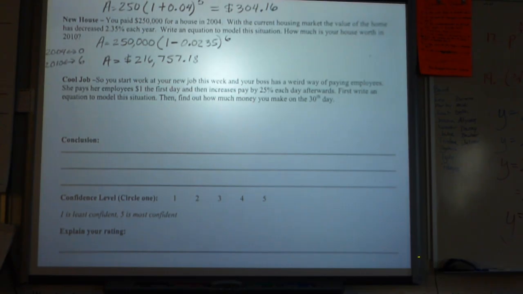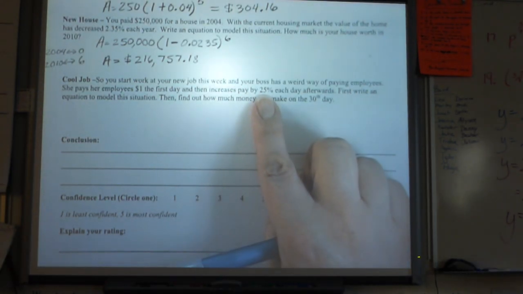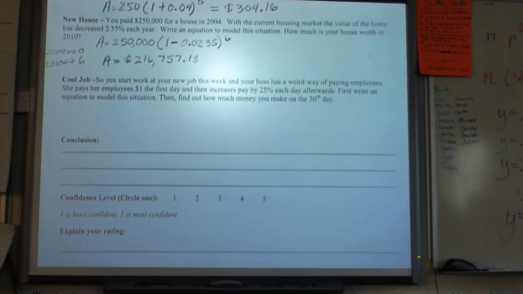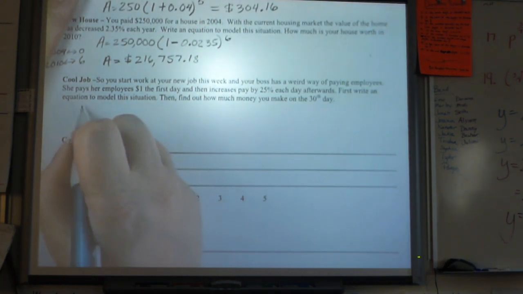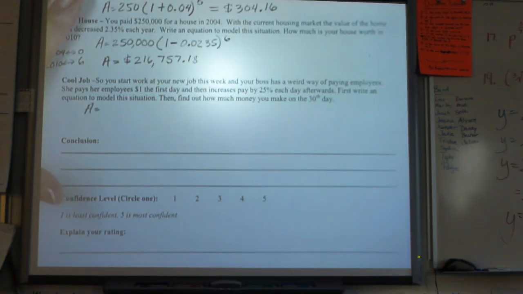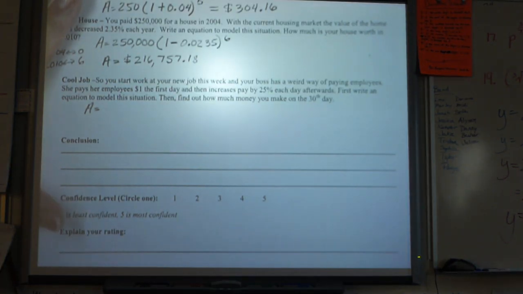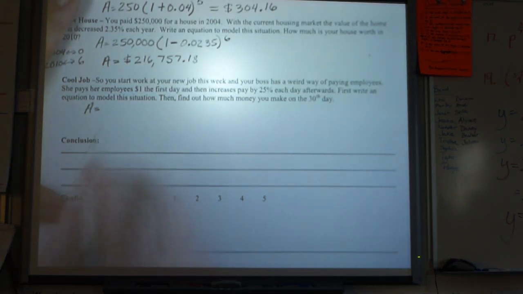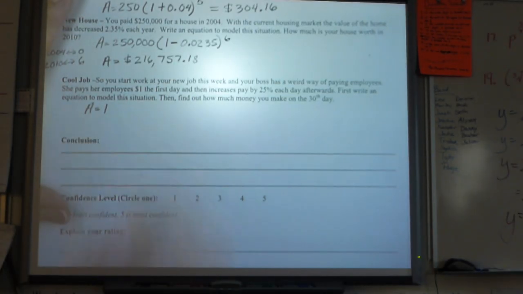All right, so we have a very high growth rate here. Okay, 25%. So let's write the model. The amount of money is equal to our starting amount. What's our starting salary per day? Or wages? $1 per day? Who wants to work for her?